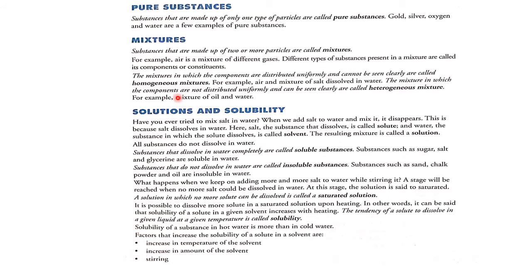The mixture in which the components are not distributed uniformly and can be seen clearly is called a heterogeneous mixture. For example, a mixture of oil and water. So what is a heterogeneous mixture? Heterogeneous mixtures are those mixtures where components are not distributed uniformly and can be seen clearly. Like the example given: a mixture of oil and water. What happens when you mix oil and water? We can clearly see the oil and we can clearly see the water. So if we see the components of the mixture clearly, those are heterogeneous mixtures.